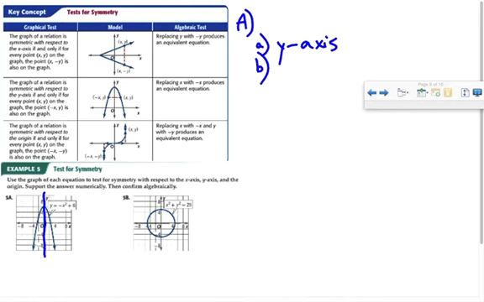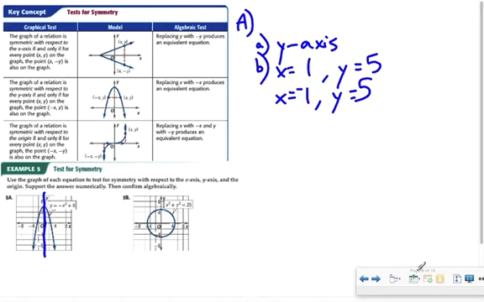Let's say I plug in x equals 1. If x equals 1, then what does y equal? Y would equal negative 1 plus 6, which is 5. If I plug in negative 1, if this is truly symmetrical over the y-axis, then y will also equal 5. So if I plug in negative 1 squared is positive 1, but I still have a negative sign there, so now it's back to negative 1 plus 6 is 5. So y does equal 5.